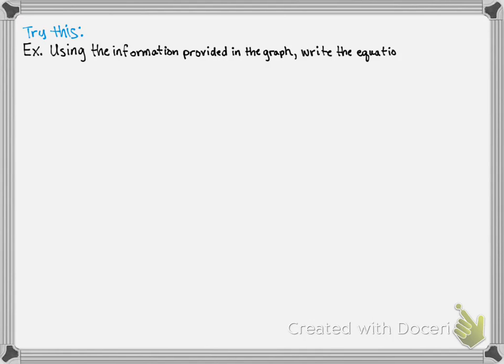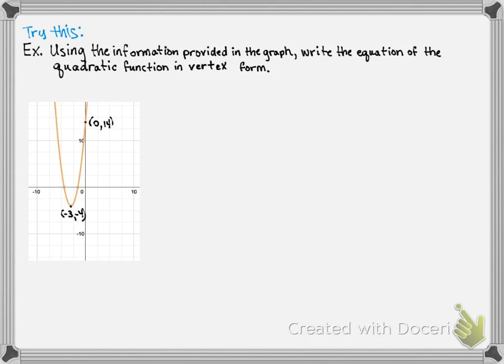So try this. Using the information provided in the graph, write the equation of the quadratic function and keep it in vertex form. So we have a graph that opens up, has vertex at (-3, -4), and contains the point (0, 14). Pause while you try to write this equation, and then hit play again to check your answer.